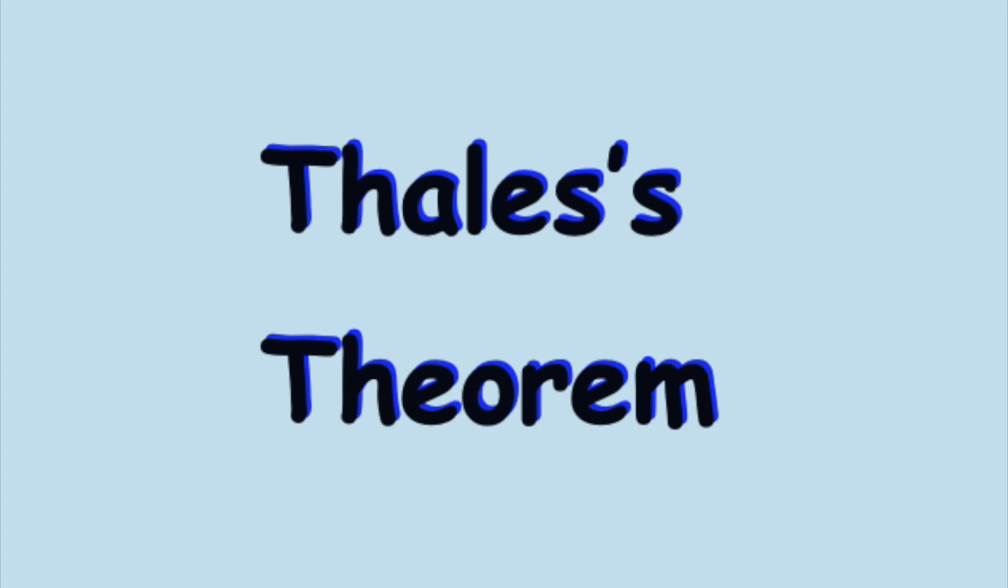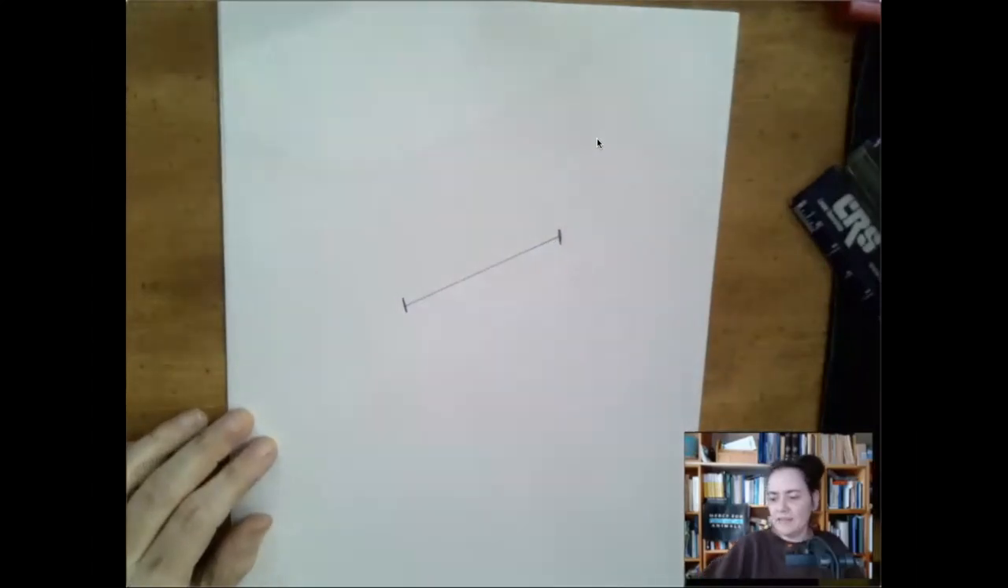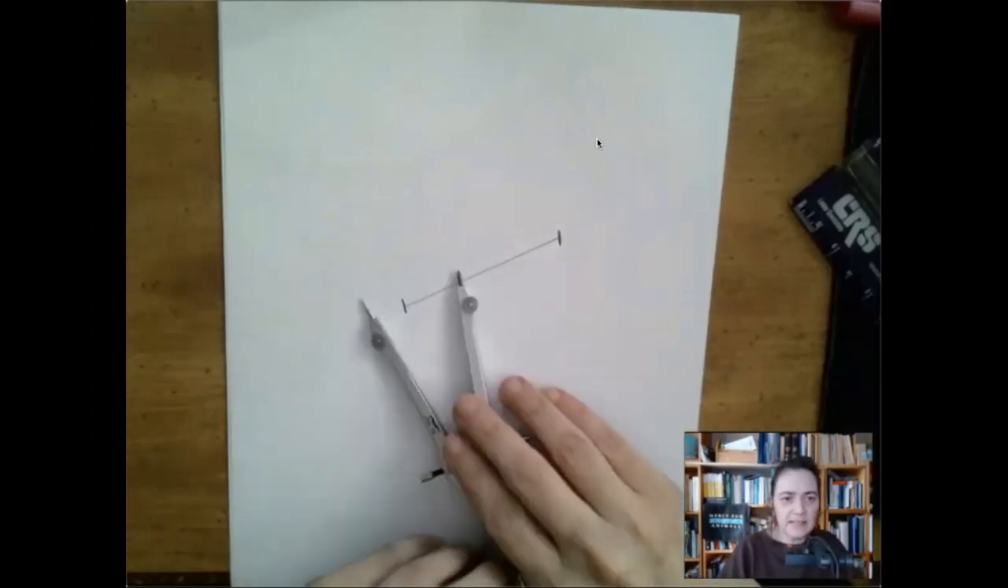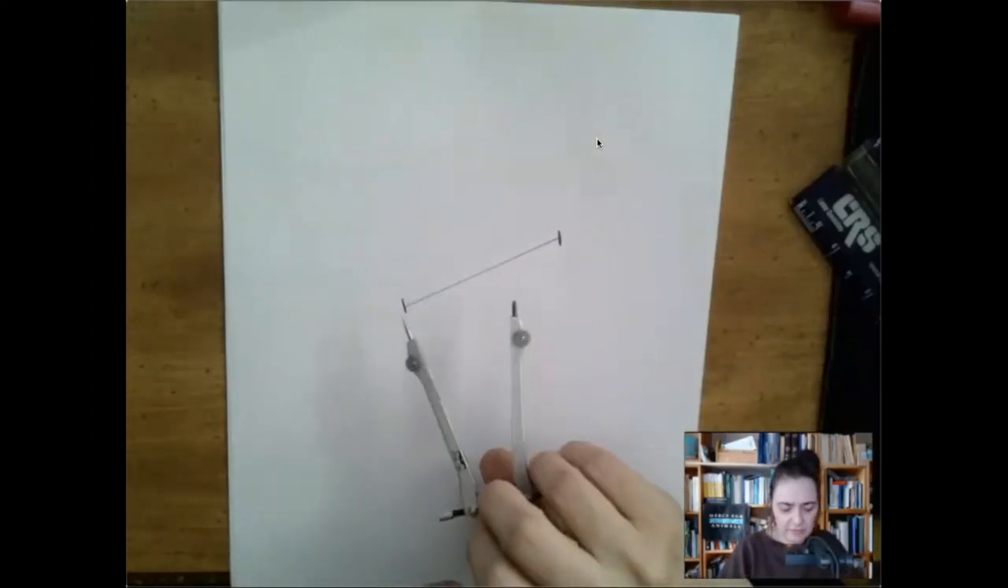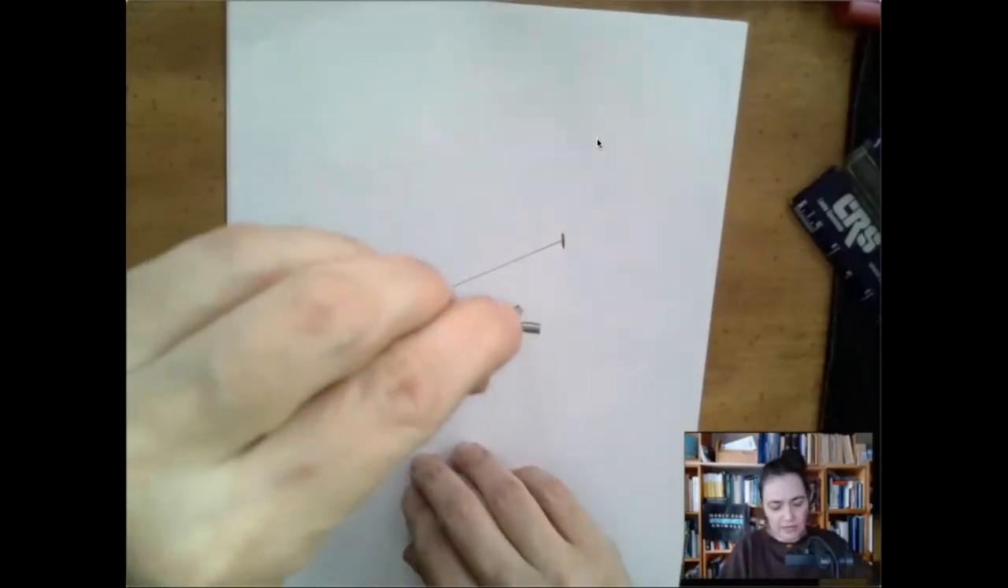Here is the line segment. And we grab the, what is this, the compass, and we open it up. The distance doesn't matter, but it should be more than half. And then we stick it in one endpoint and we draw a circle.